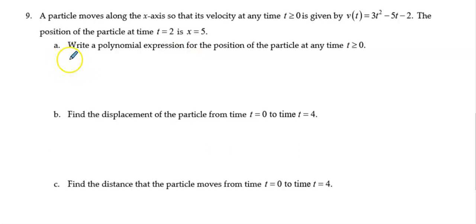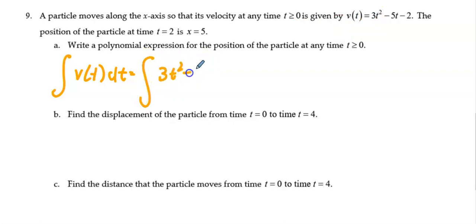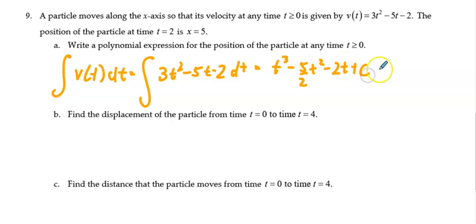So you know very well right now that if I were to integrate v of t dt, I'm going to integrate this problem right here. So the integration of 3t squared minus 5t minus 2 dt, I would get t cubed minus 5 over 2 t squared minus 2t plus c. And that's going to give us our position function.